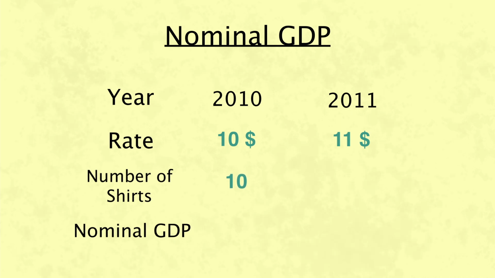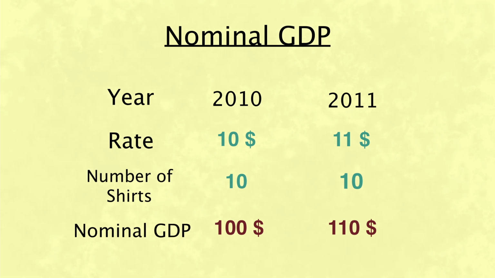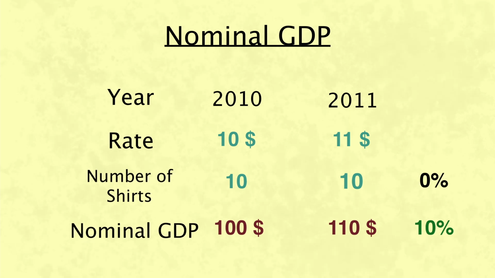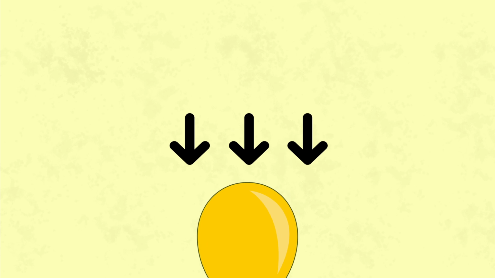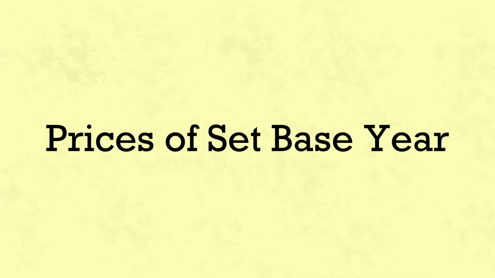The nominal GDP would be 10 into 10, that would be a total of $100. And in 2011, the country again produced just 10 shirts. The nominal GDP would be 11 into 10, that would be $110. So we could say the GDP of the nation grew by 10%, but in actual, there was no growth in terms of production, but only the value of the shirt. It was not because more was created, it was because the dollar depreciated. Thus, to negate the effect of inflation, we calculate the GDP on the prices of a set base year.